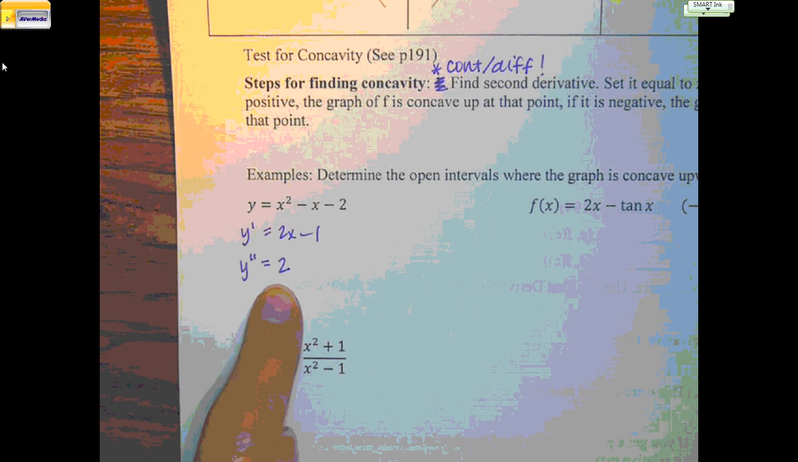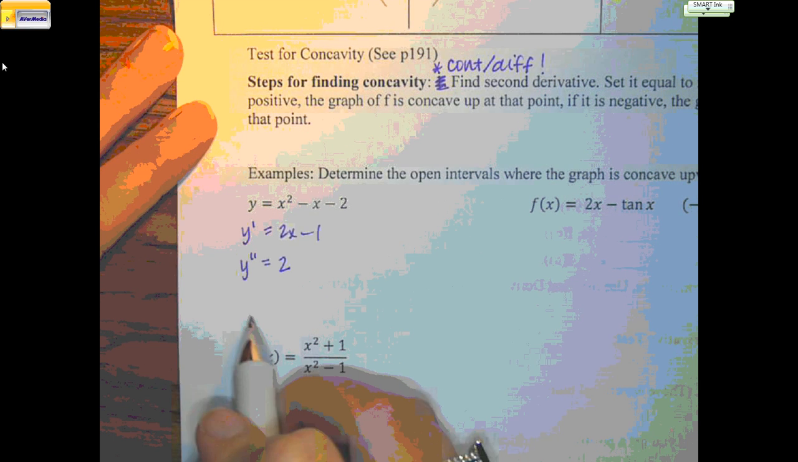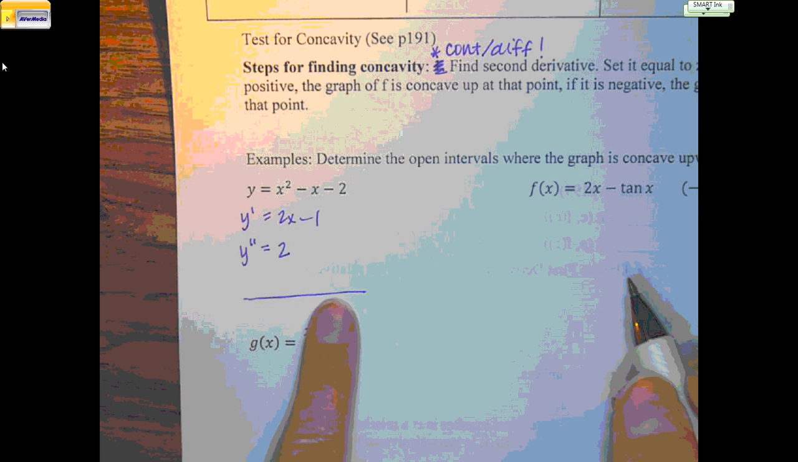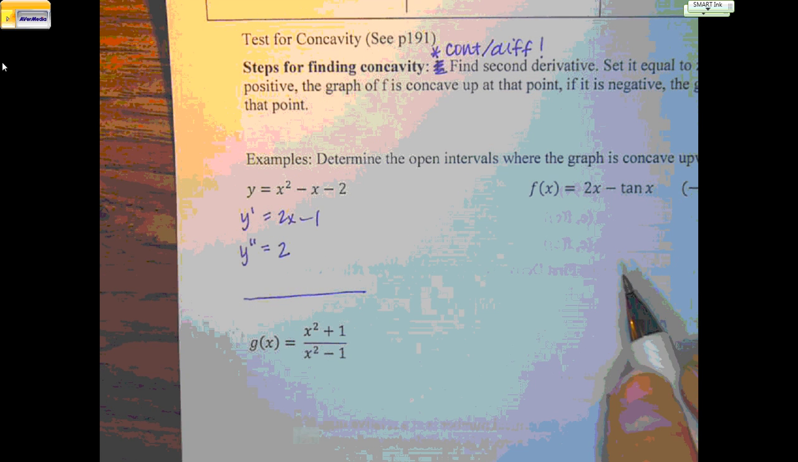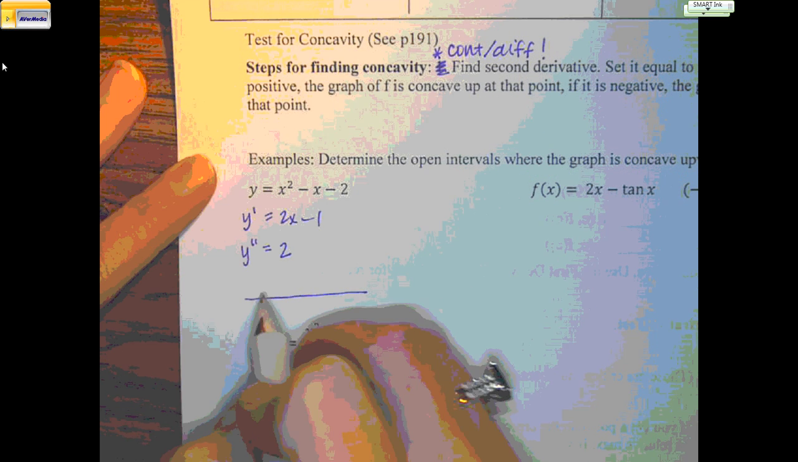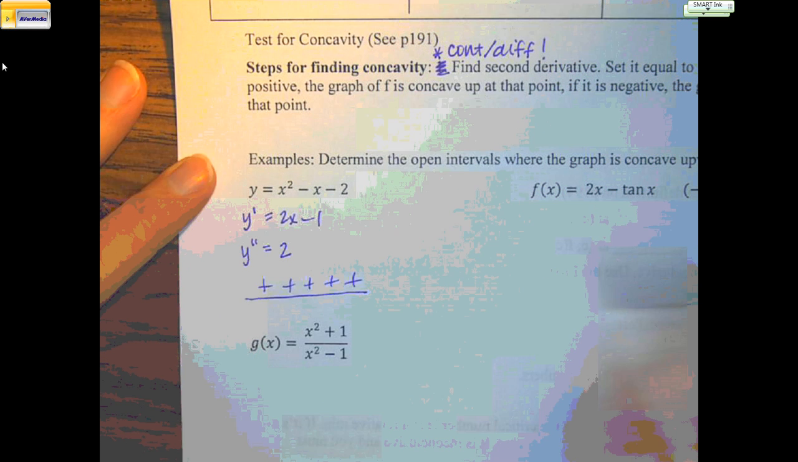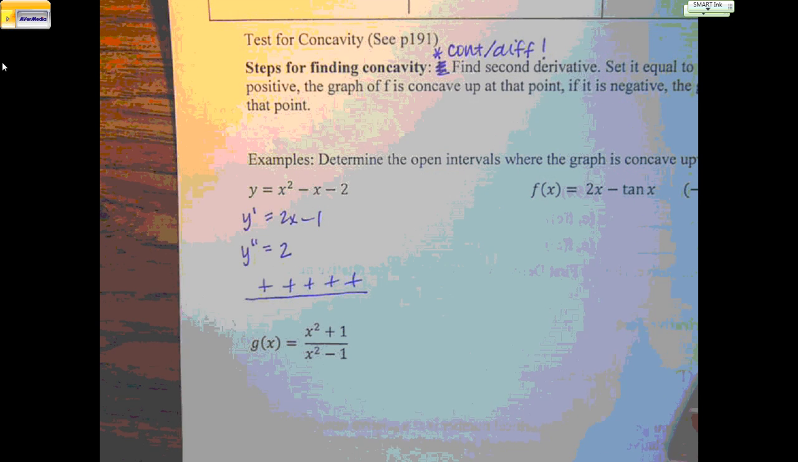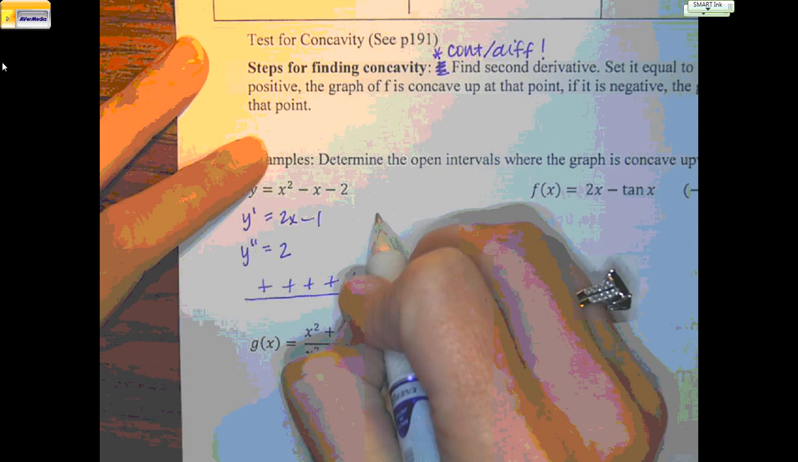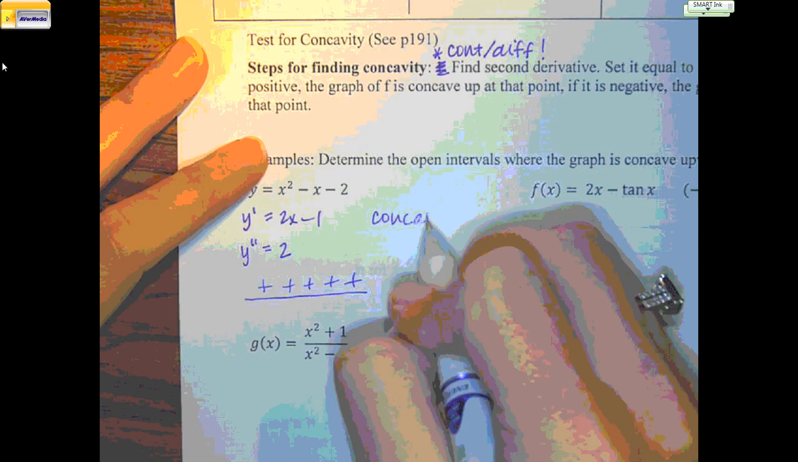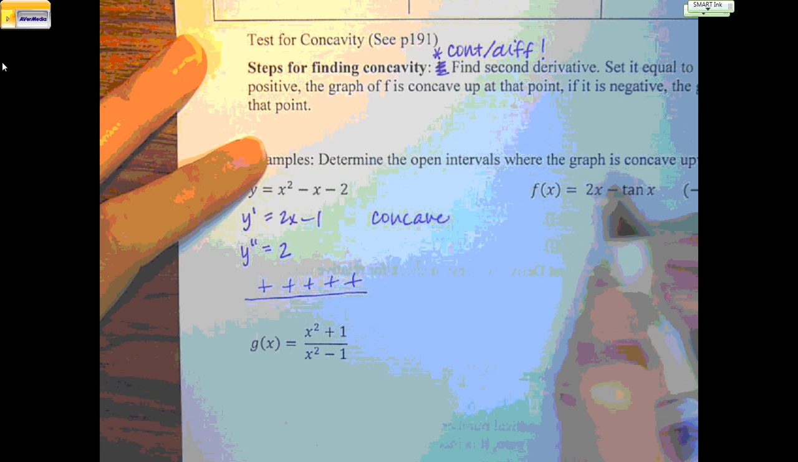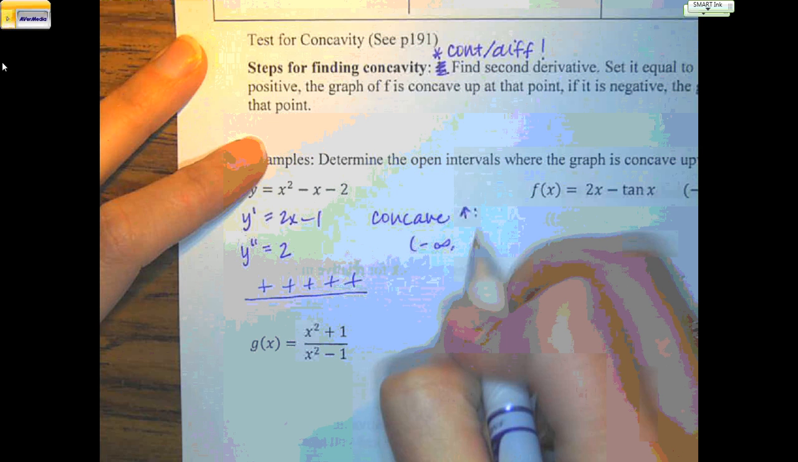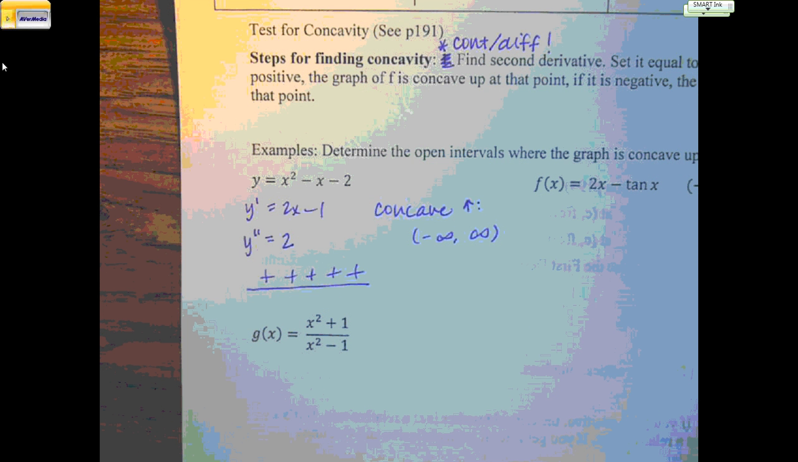It's always 2. So when you go to do your number line test, there is no critical number to put on here. Because no matter what you quote-unquote plug in, you're going to get a positive 2. So what does that tell you about the concavity for this entire graph? The whole thing is concave up. And no sharp corners, right, Brandon? So the whole thing is concave up from negative infinity to positive infinity. It's basically what that's telling us.